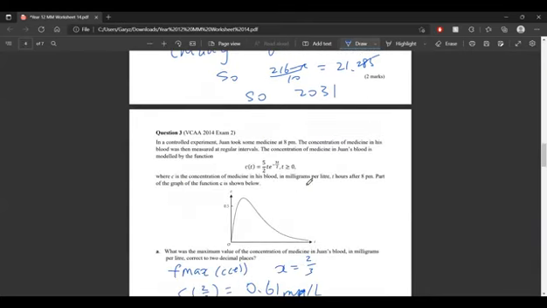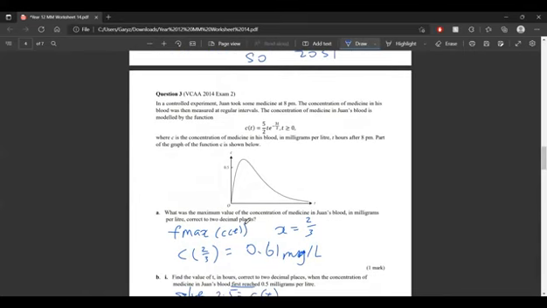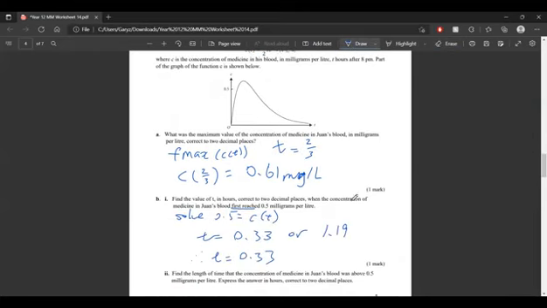All right, now we look at question 3. First of all, we need to find the maximum volume. So I just did fMax for C of t for t. This is meant to be t here, not x here. So t is equal to 2 on 3, and we just do C of 2 on 3, and that's 0.61 milligrams per liter. Next, we just need to solve C of 0.5 is equal to C of t.